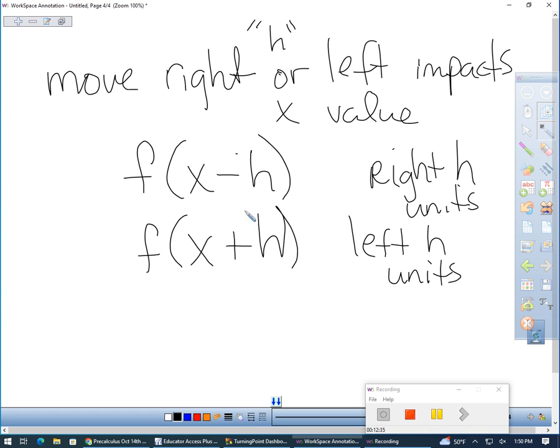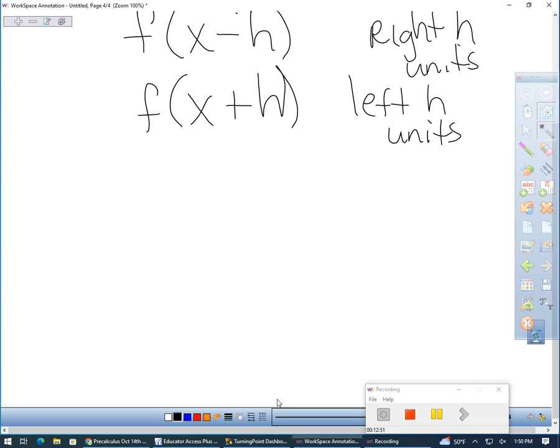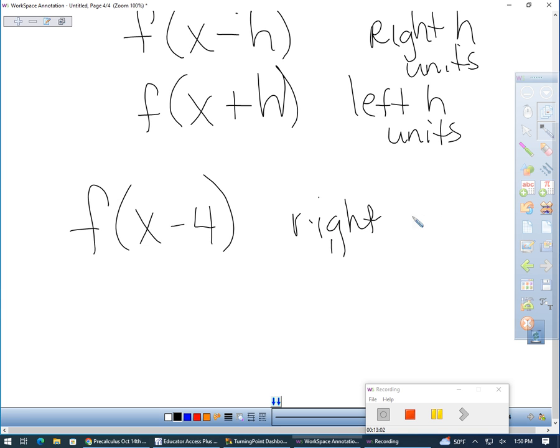Now another way you can think about this to make sure you can tell which way it's moving is you can take what's inside that parenthesis and set it equal to 0 and solve it. And that'll tell you also. So if I had, let's say, f of x minus 4, this would tell me that I am going to the right 4 units. If I had f of x plus 3, that would be going to the left 3 units.